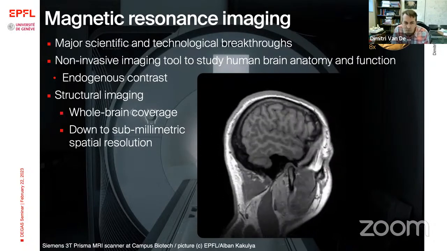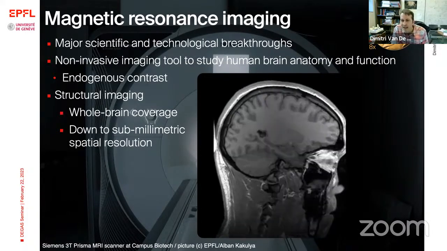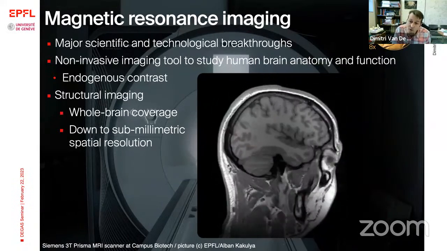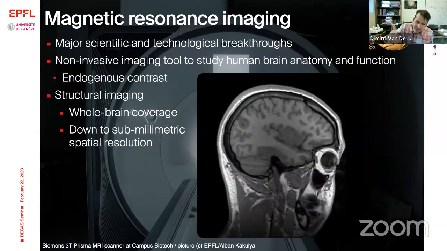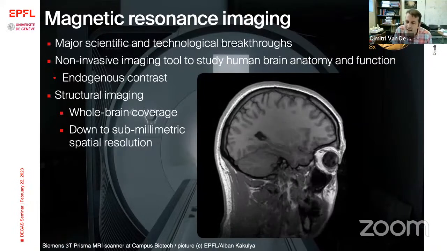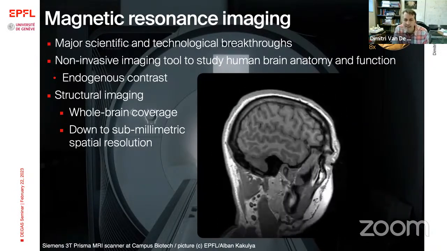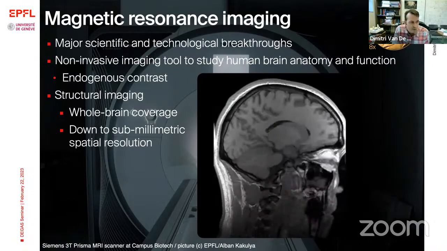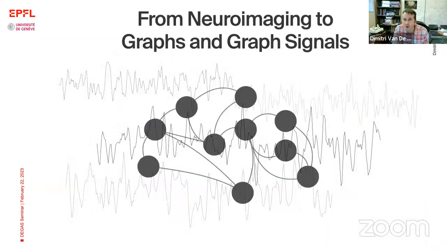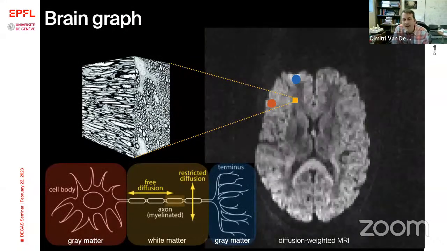You can go down to submillimetric spatial resolution today, but actually there's a lot more in MRI than this type of images. And I will show you in the next slides what type of MRI data we are using to do graph signal processing. So I will show you what type of MRI neuroimaging data we will use specifically to build graphs, brain graphs, and then to consider graph signals on top of those brain graphs. First of all, the brain graphs.